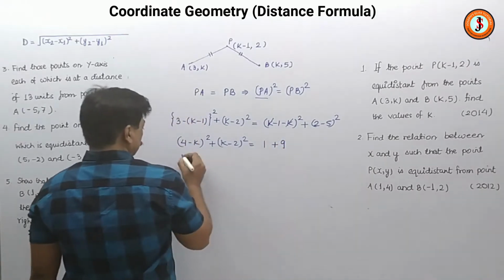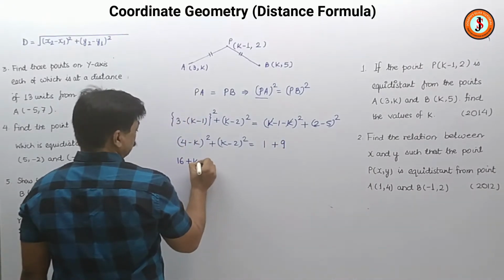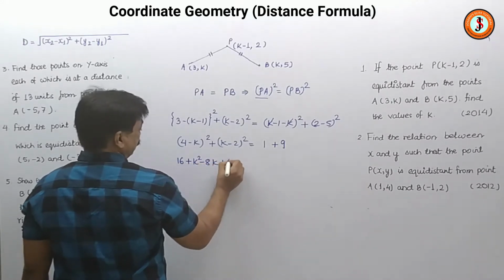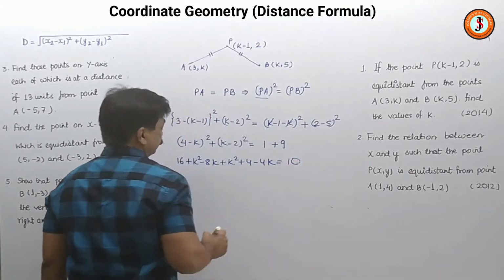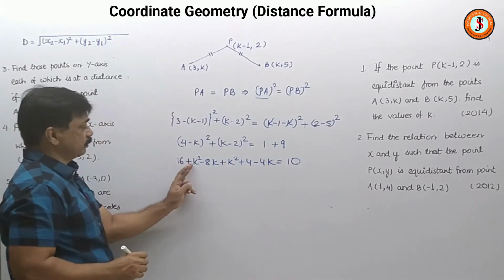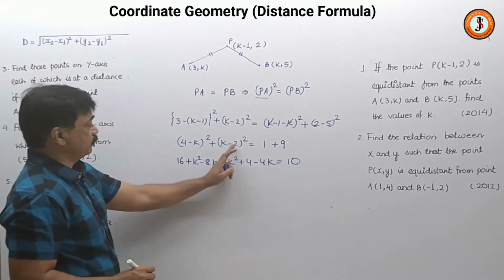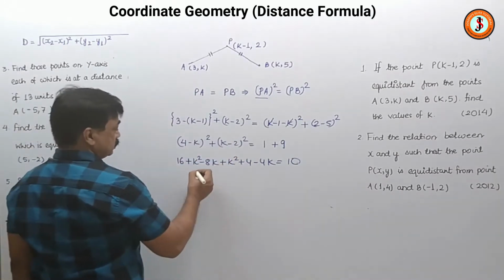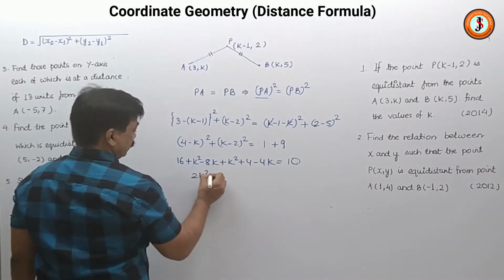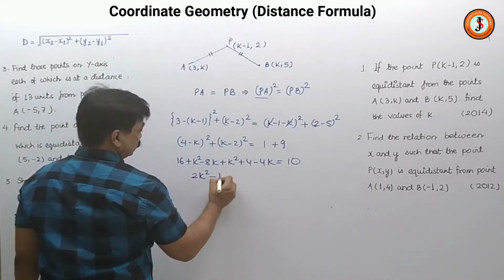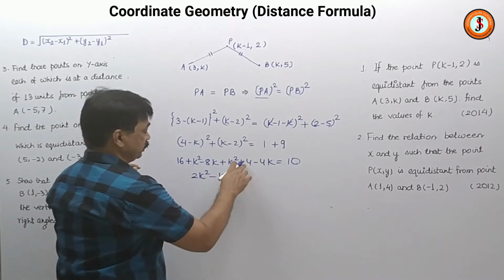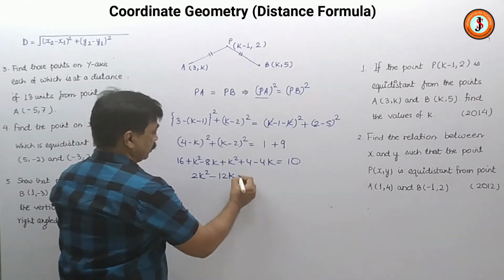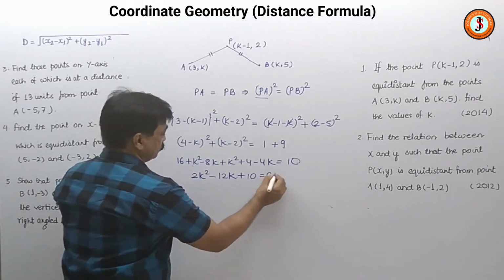So this is 10. So this will be 16 plus k square minus 8k, k square plus 4 minus 4k, is equal to 10. So (a minus b) the whole square is a square plus b square minus 2ab. Now k square plus k square is 2k square, minus 8k and minus 4k is minus 12k. Now this is 16 plus 4, that is 20, minus 10, so this will be plus 10 is equal to 0.